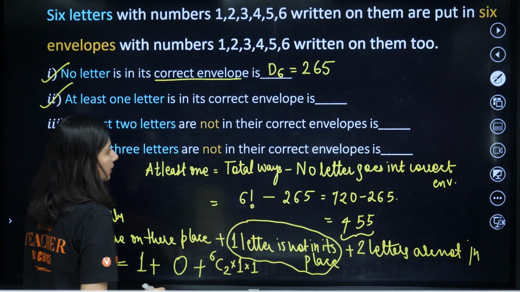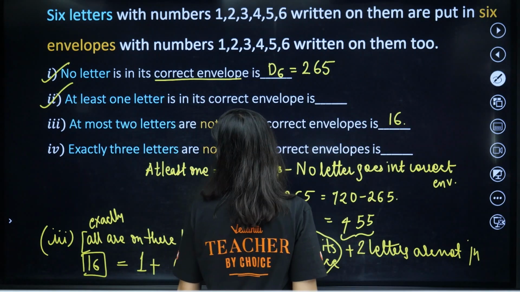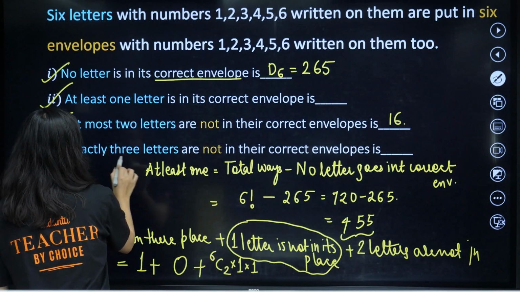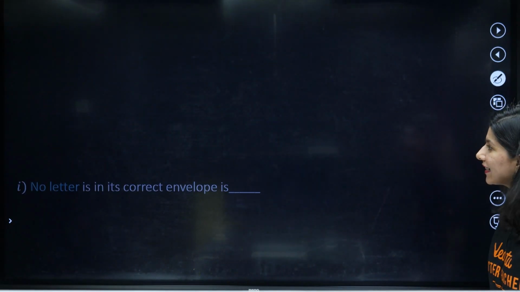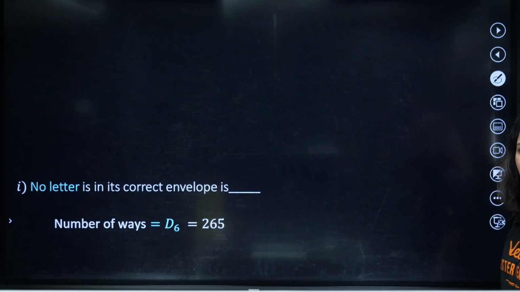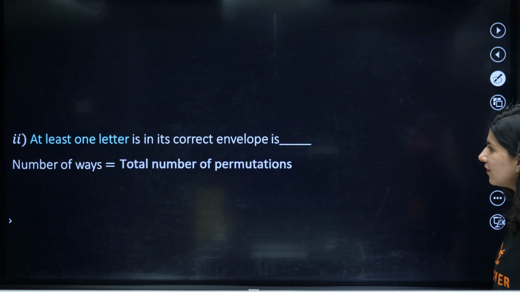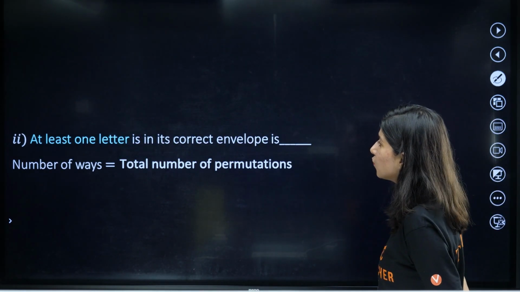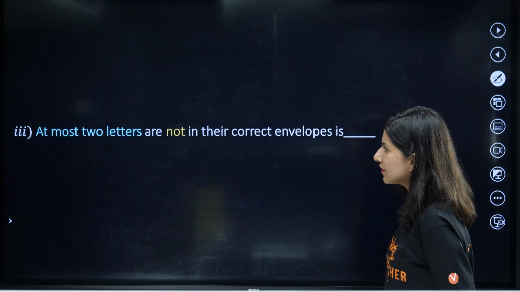16, correct? 16. Third and fourth: exactly 3 letters are not in their correct envelopes. Exactly 3. So yes, first and second we have done. No letter in the correct position: D6 is 265. And second is at least 1 letter, so total minus this, 6 factorial minus 265, is 455. This we have already done.